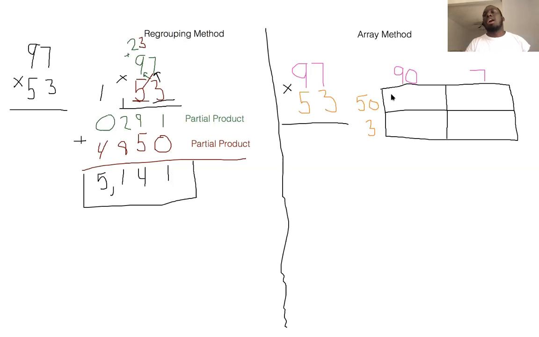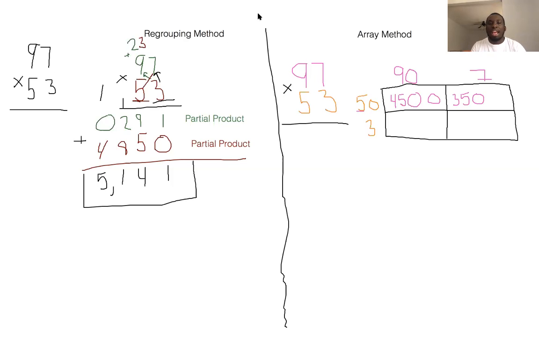We're going to start with the 50. I'm going to multiply 50 to the two top rows. So 50 times 90, or 5 times 9 is 45. And I'm going to add my 2 zeros to make 4,500. Next, I'm going to multiply 5 and 7. 5 times 7 is 35. And I'm going to add the 0 attached to make 350.